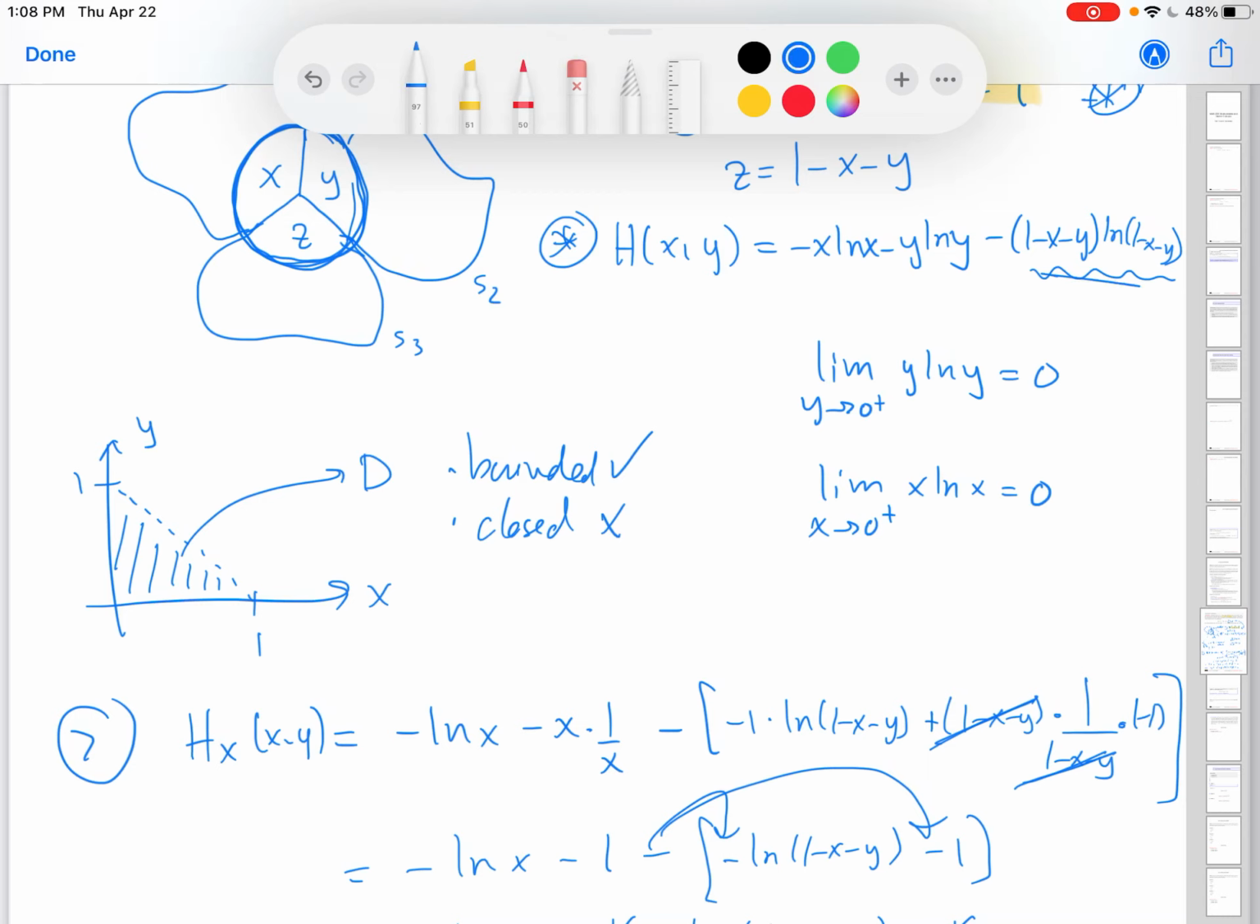So now let's talk a little bit about this function. This one is kind of the same thing. Here's a little bit of a sort of trick, but it's not really a trick. It's just thinking about things differently. Again, the structure of this function is something times ln of something. And that something happens to be 1 minus x minus y. It is this line over here.